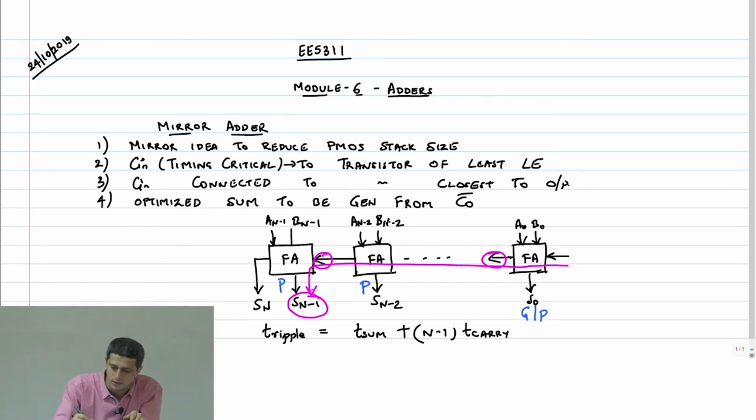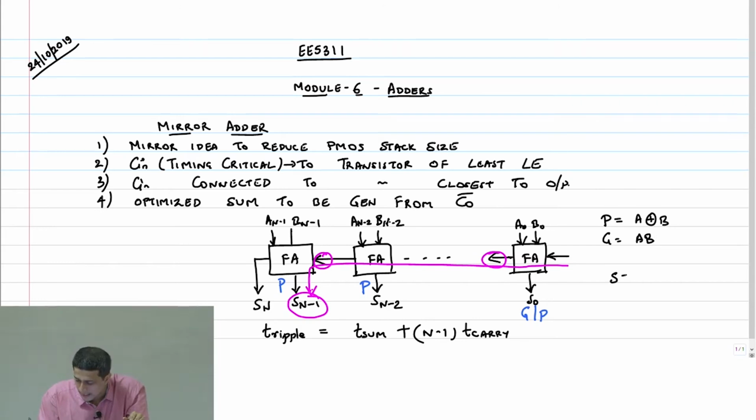So since you asked, what was the expression for propagate? A XOR B. Generate is AB. Now can you write the sum and carry in terms of P, C and G? The sum is what? P XOR C, correct? A XOR B XOR C in. A XOR B is P, therefore it's P XOR C in.